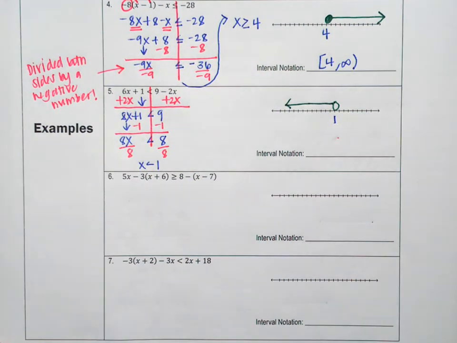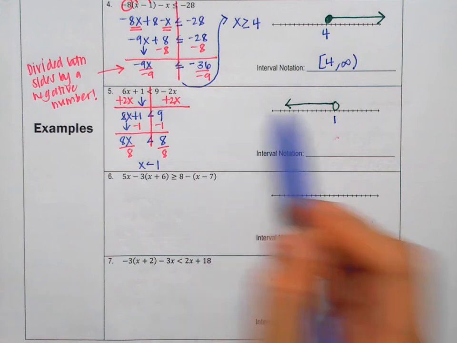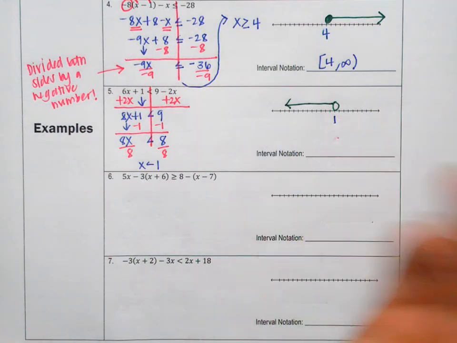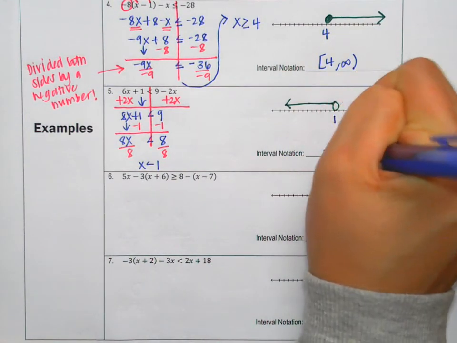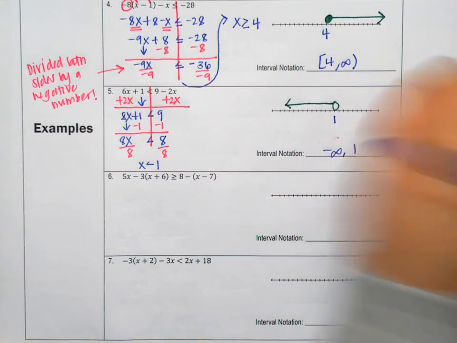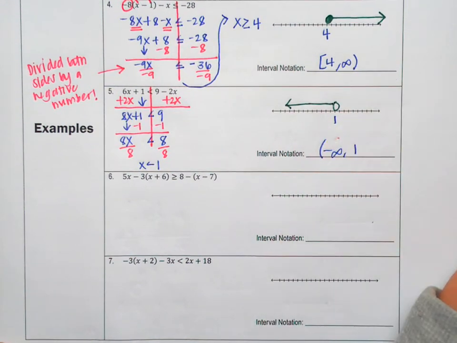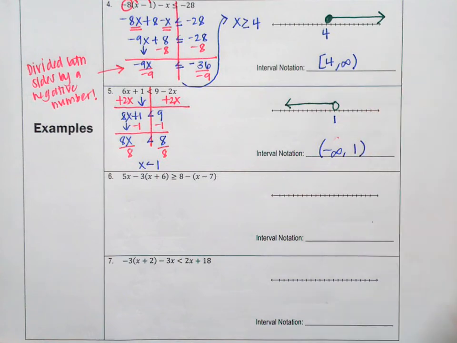So to write that in interval notation, I'm looking at it from left to right. It's going in the negative direction forever. So it starts at negative infinity, and then it ends at 1. Always a parentheses on infinity. It's an open circle, so parentheses on 1.